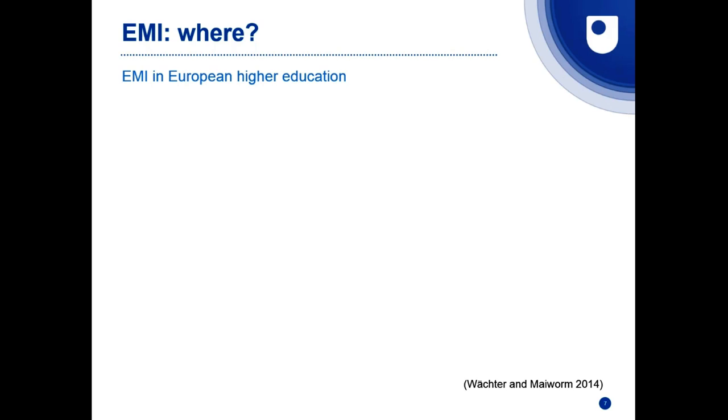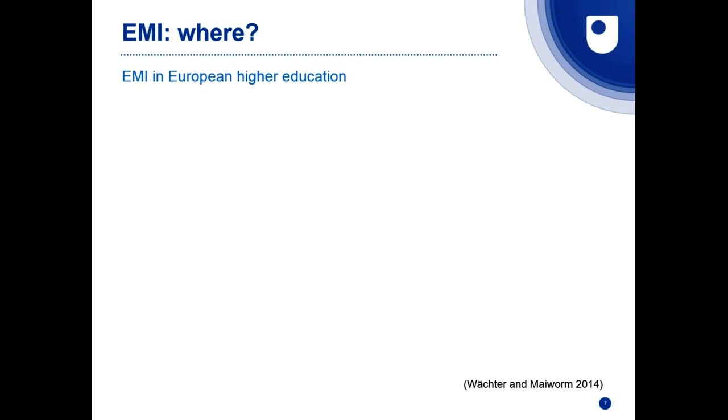48% of international students have a country in Europe as their destination. Of course, a lot of them come to the UK, but they also increasingly come to other countries in Europe. And because of this, there's probably most work on EMI and its consequences that comes from Europe.